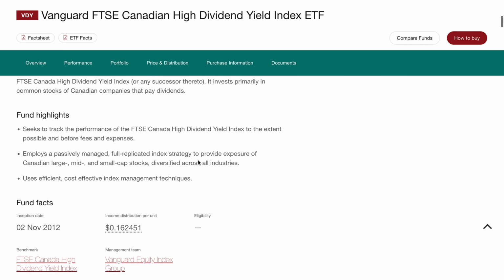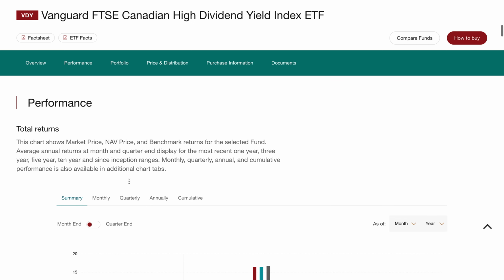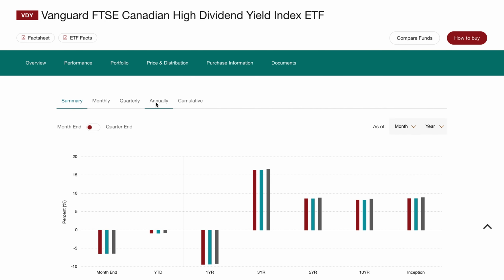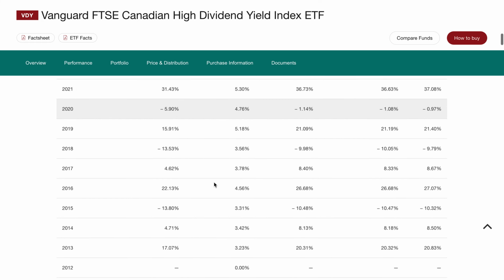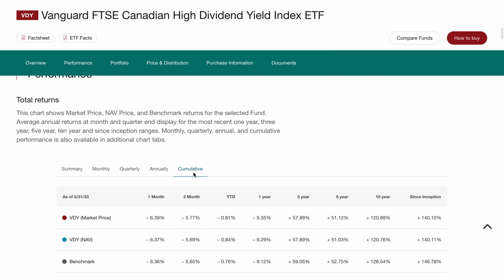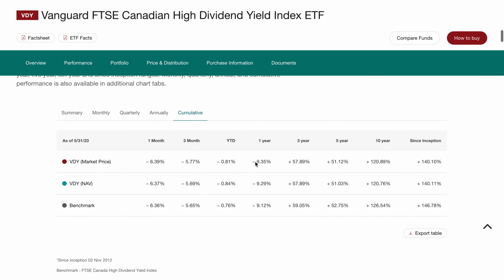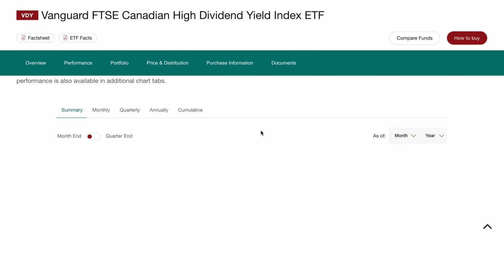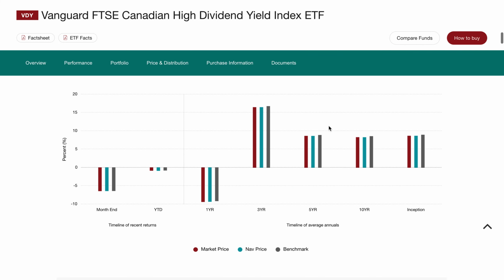So the fund highlights, it's passively managed, it's efficient, cost effective, and then we're going to go down and look at the total returns. So here you can look at the total returns like annually, monthly, cumulatively. So you can go and look at this over the 10 years. It's giving you what, 120% over the 10 years. So you can calculate that as well, and since inception. So that's something you can definitely look at if you wanted to, and look at that on your own time.